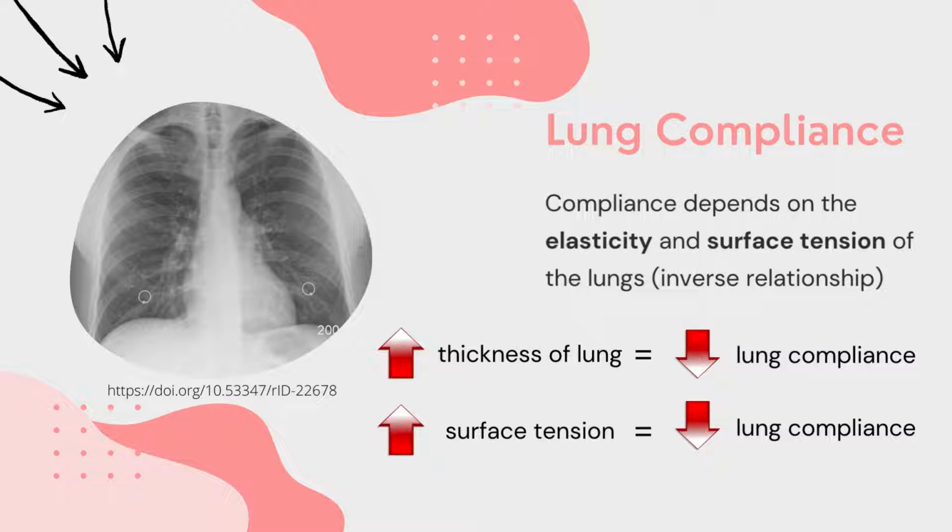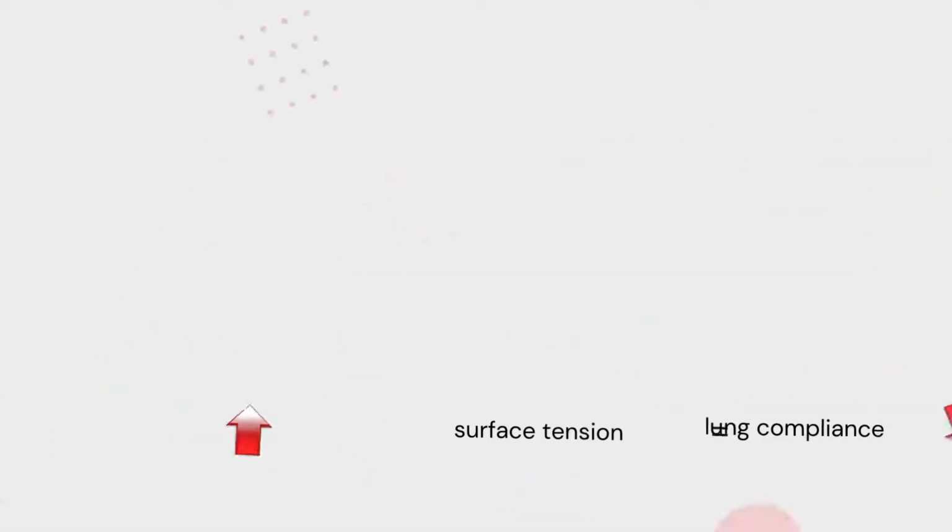The lungs must also be able to overcome the force of surface tension from water on lung tissue during inflation in order to be compliant, and greater surface tension causes lower lung compliance. Therefore, surfactant secreted by type 2 epithelial cells increases lung compliance by reducing the force of surface tension.